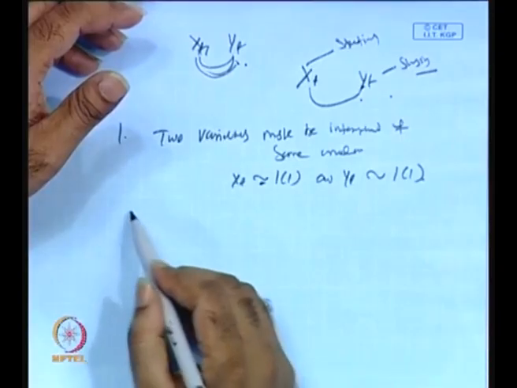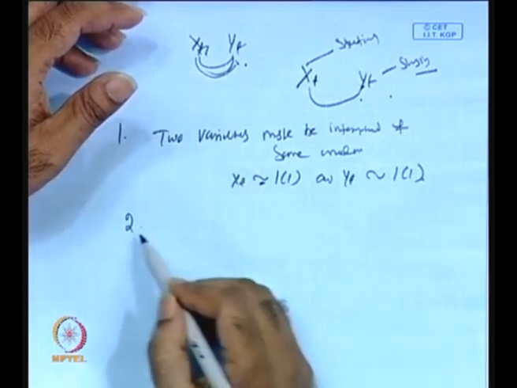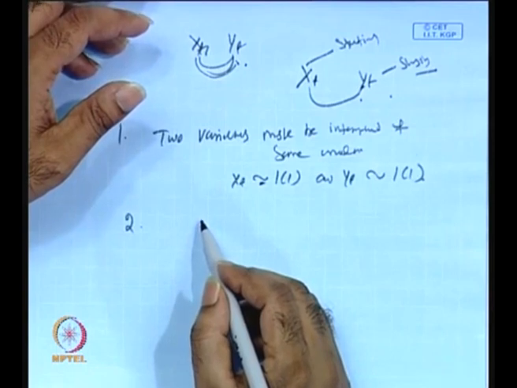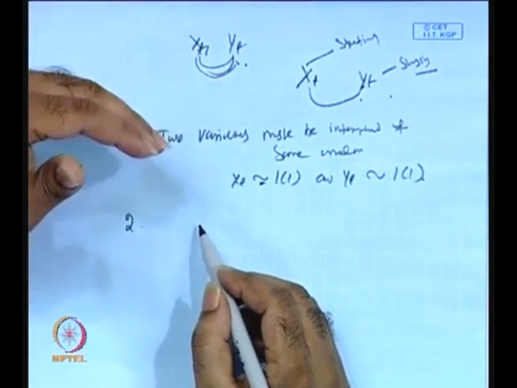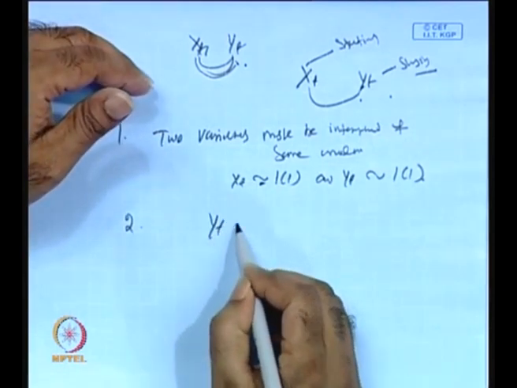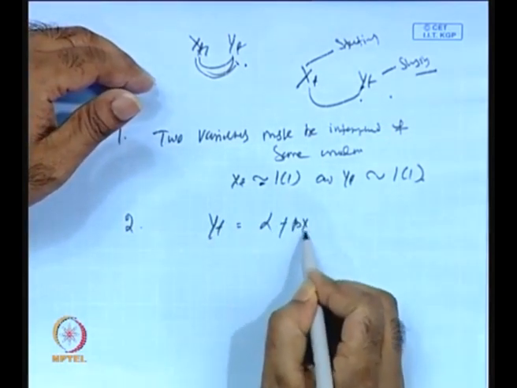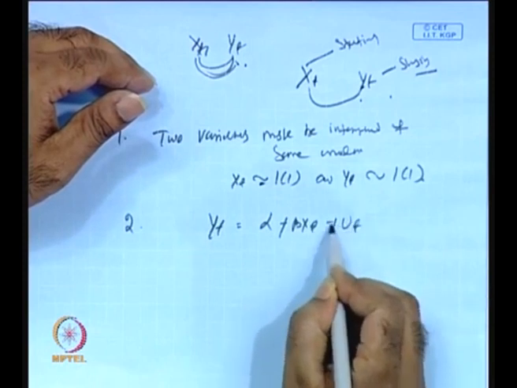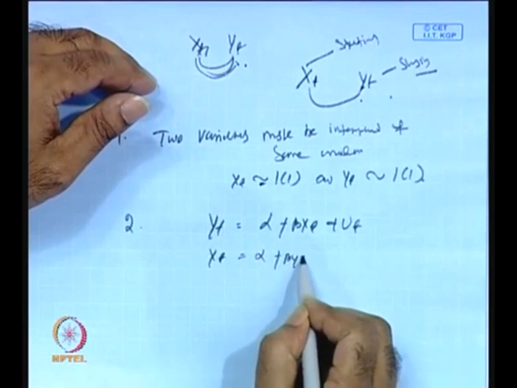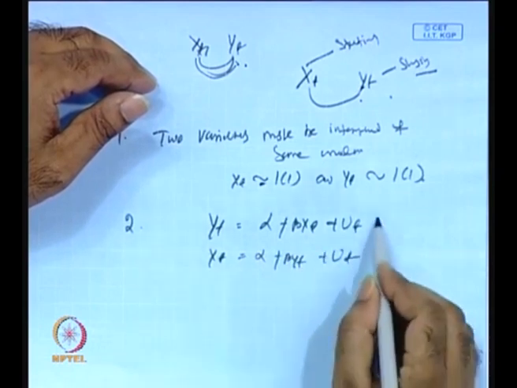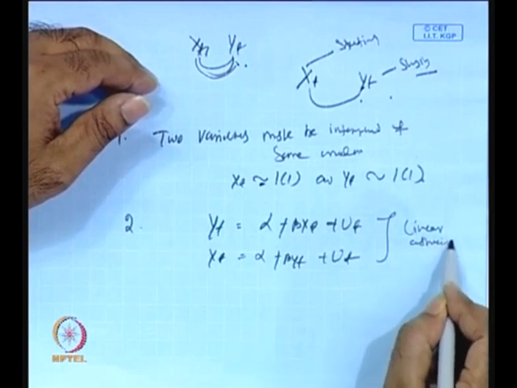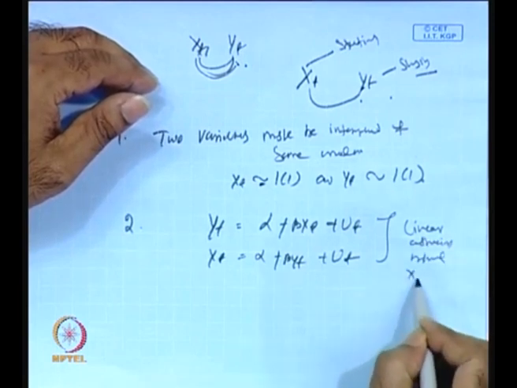Once that is satisfied, you come down to the second step. The second step is to establish the existence of a linear relationship between the two variables. That means y t equals alpha plus beta x t plus u t, or else x t equals alpha plus beta y t plus u t. So, there must be a linear association between x t and y t.